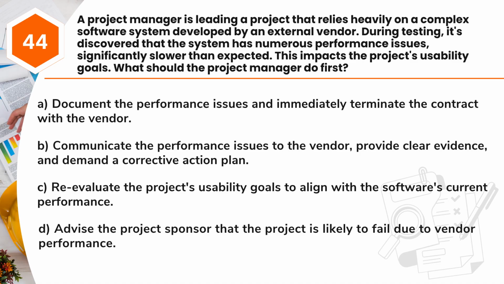A. Document the performance issues and immediately terminate the contract with the vendor. B. Communicate the performance issues to the vendor, provide clear evidence, and demand a corrective action plan. C. Re-evaluate the project's usability goals to align with the software's current performance. D. Advise the project sponsor that the project is likely to fail due to vendor performance.